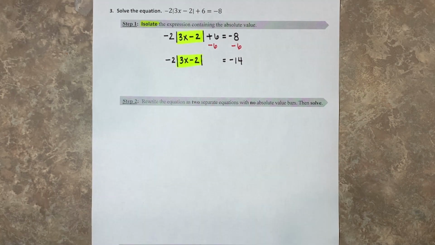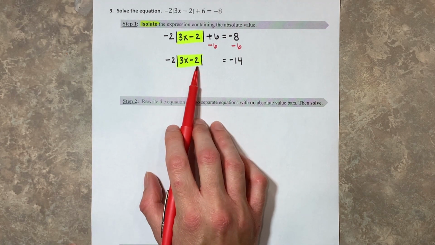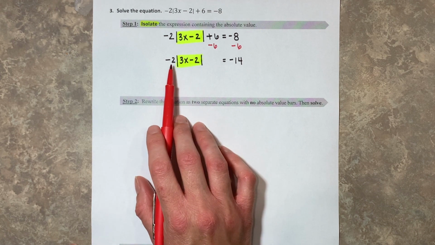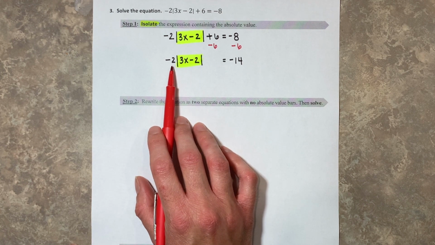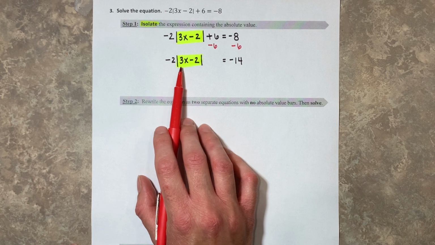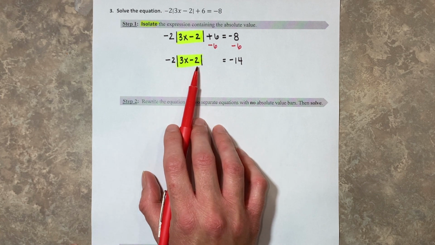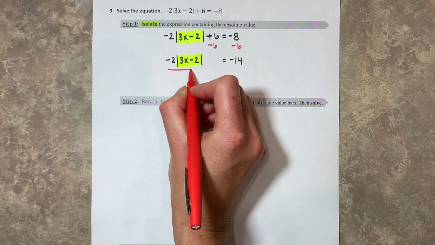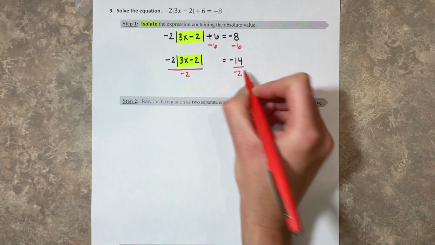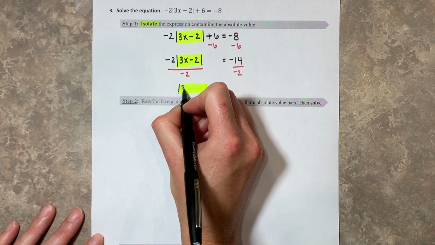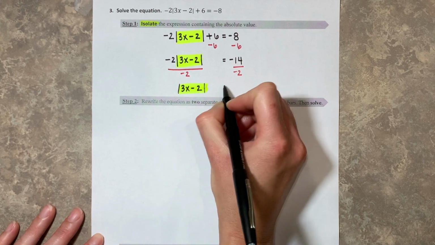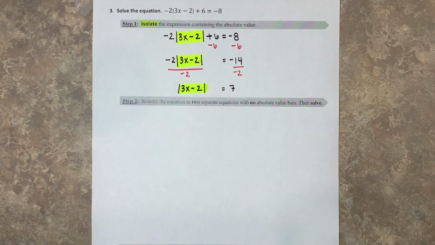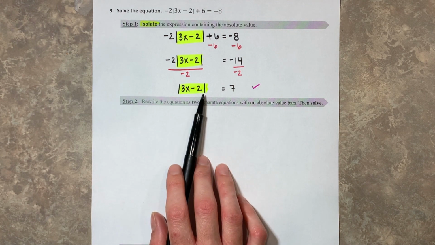Now we've almost isolated this absolute value expression, but the last step is we need to get rid of this negative 2. This is read as negative 2 times the absolute value of 3x minus 2. So the opposite of multiplying by negative 2 would be to divide by negative 2. And that will leave us with the absolute value of 3x minus 2 is equal to 7. So we've completed step 1. We've isolated this absolute value expression.